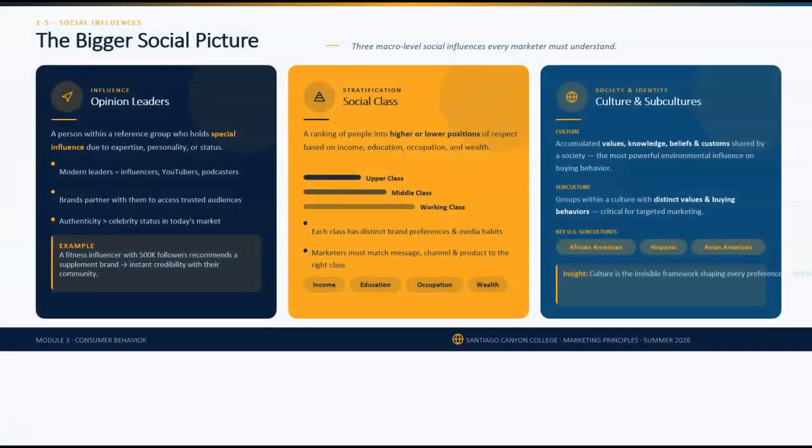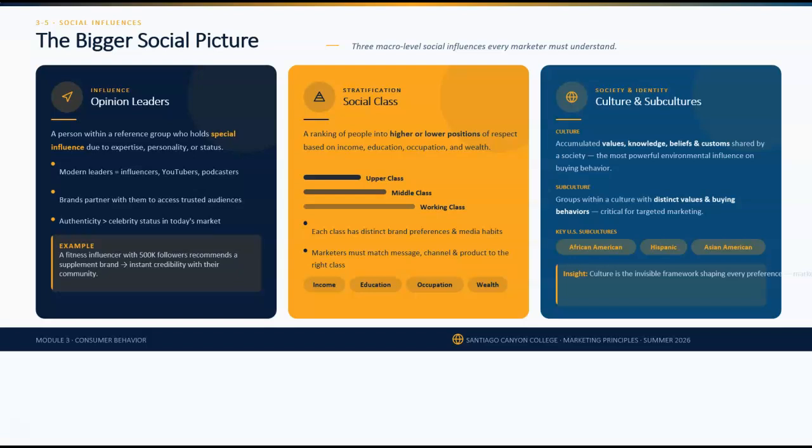The bigger social picture: opinion leaders. An opinion leader is a person within a reference group who holds special influence due to expertise, personality, or status. Modern leaders are influencers, YouTubers, and podcasters. Brands partner with them to access trusted audiences. Authenticity and celebrity status matter in today's market. A fitness influencer with 500K followers recommends a supplement brand, giving instant credibility with their community.